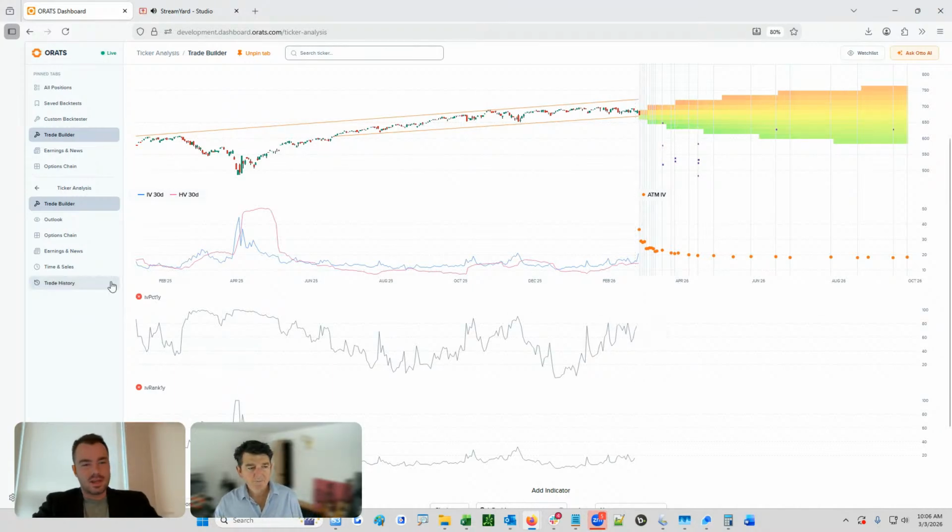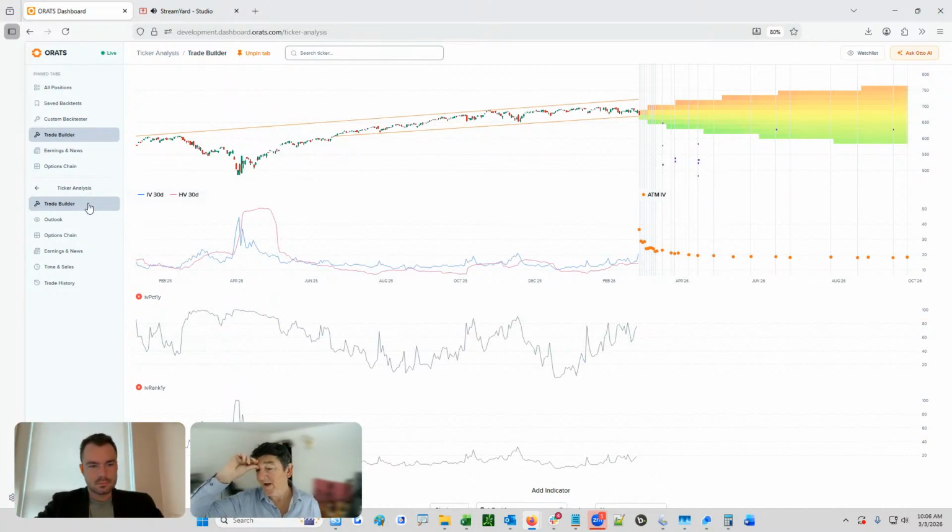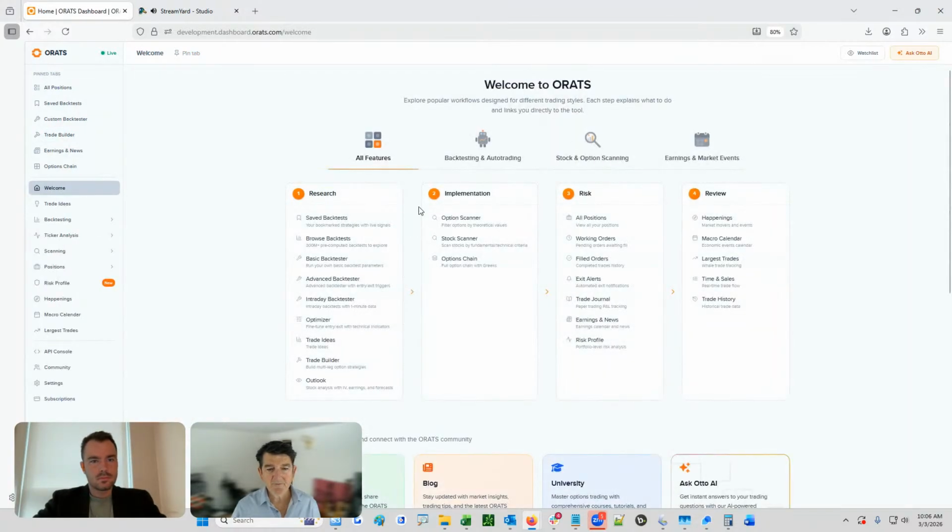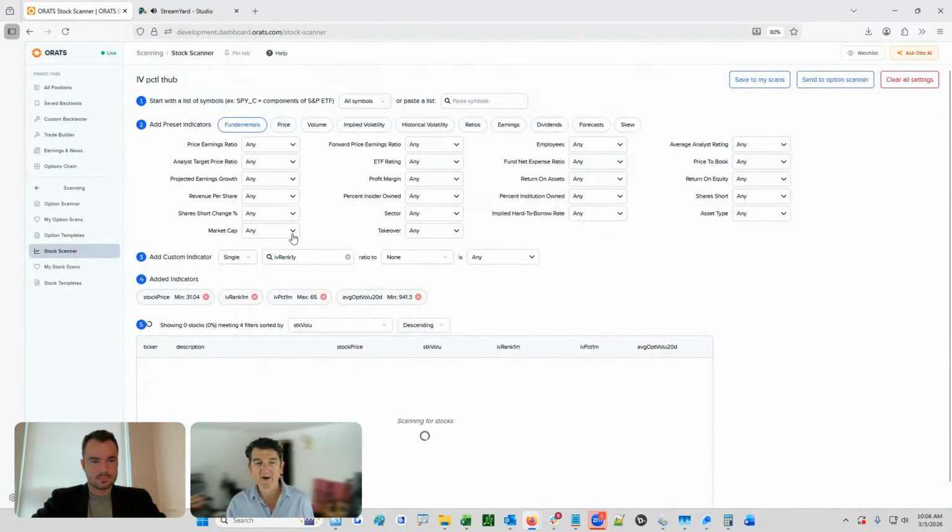So like stock scanning, what you're talking about. Yeah. Because the title of this show is Implied Volatility Rank and Percentile Used in Scanning and in Backtesting, so let's look at how we might do that. I like to start from this beautiful welcome page, and I could go find my implementation stock scanner, and I could go from there.